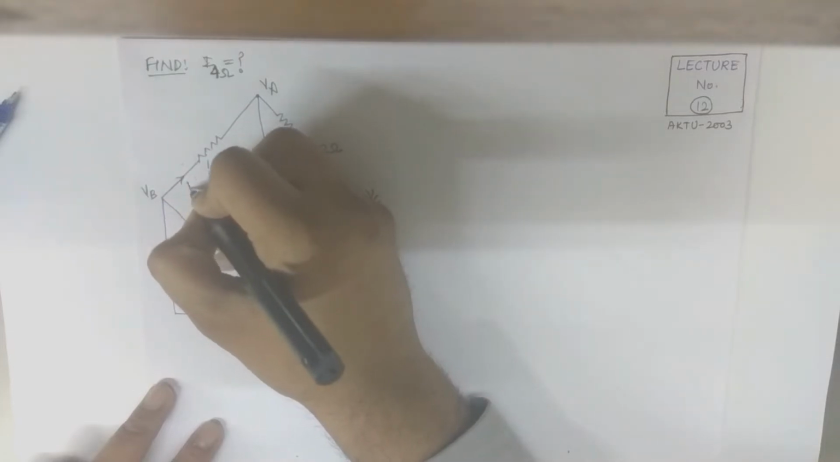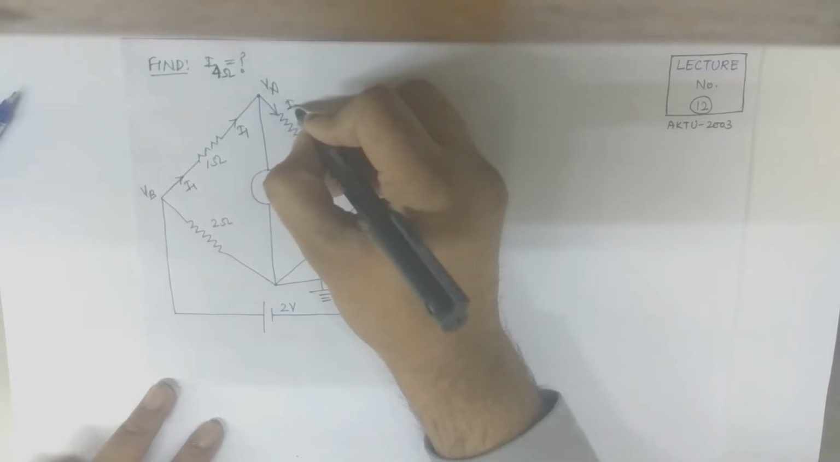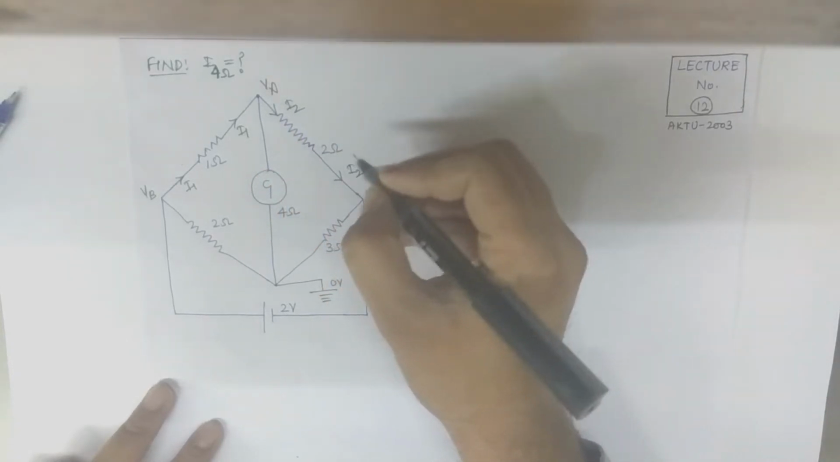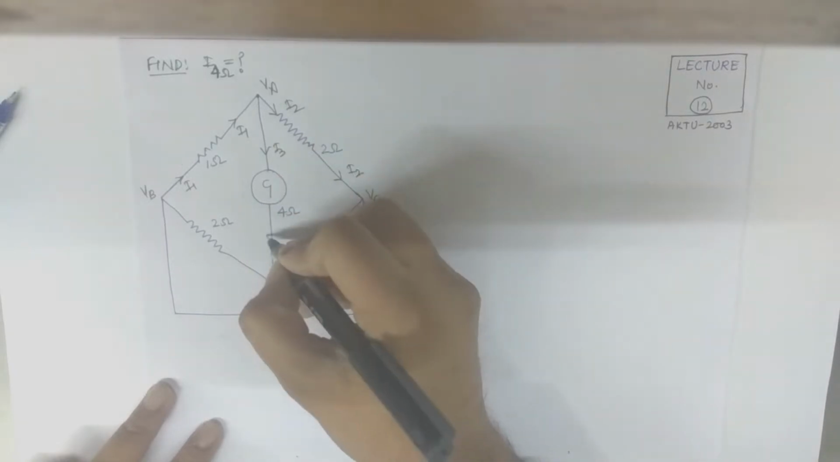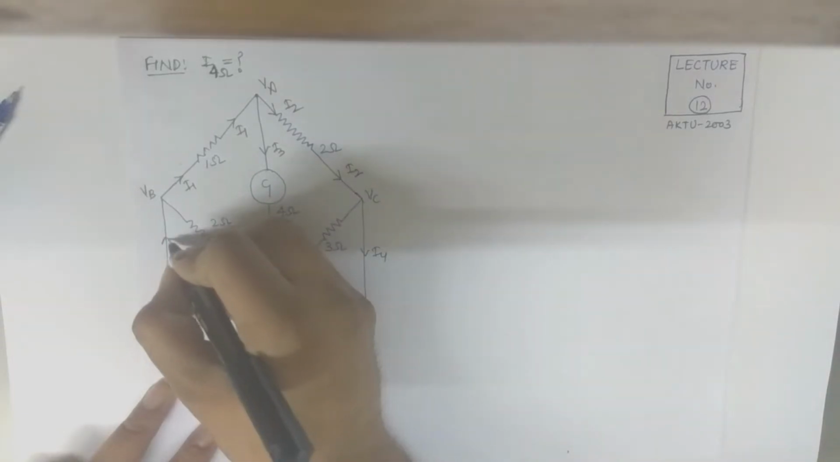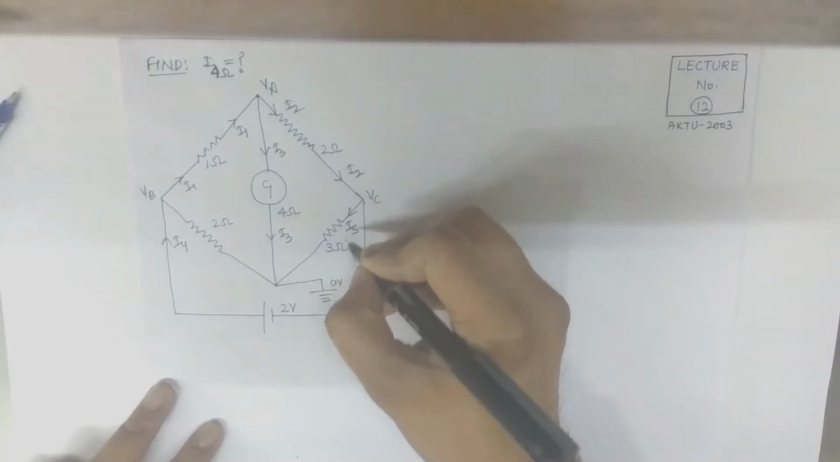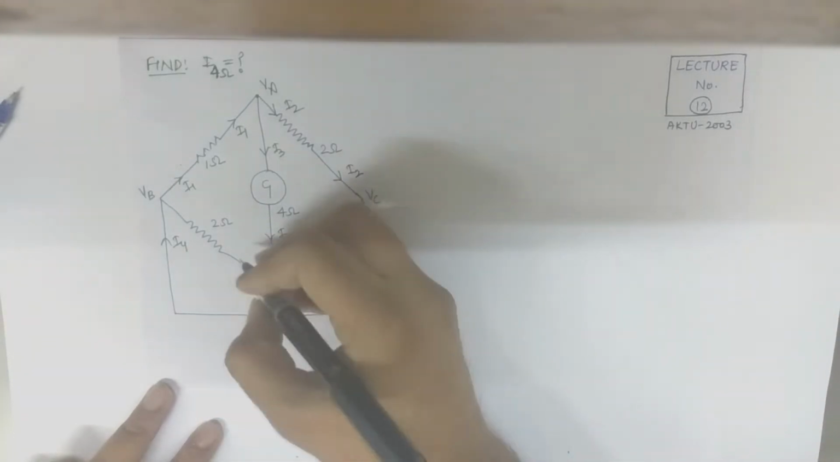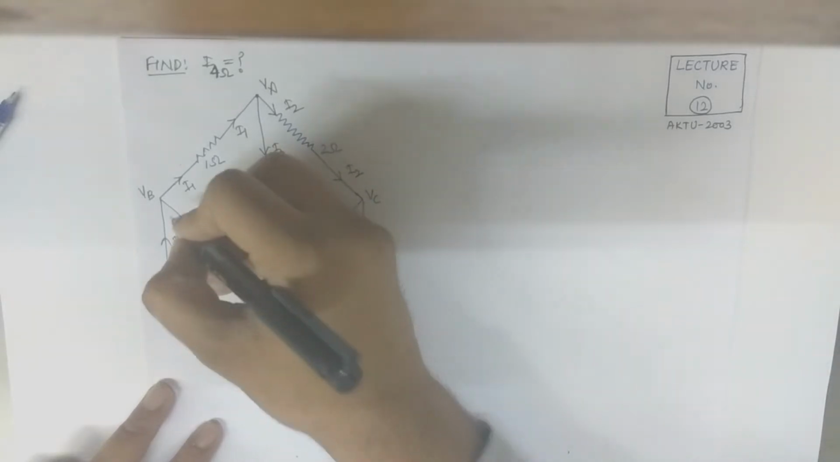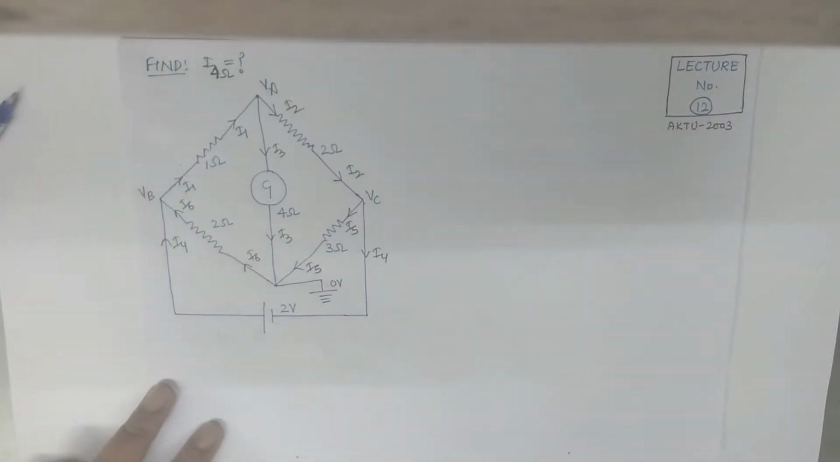So let us say this is I1, this is I2, this is I3, let us say this is I4, and this is I5, and let us say I6 for this 2 ohm resistance. In this way we can distribute current arbitrarily at every node according to your convenience.